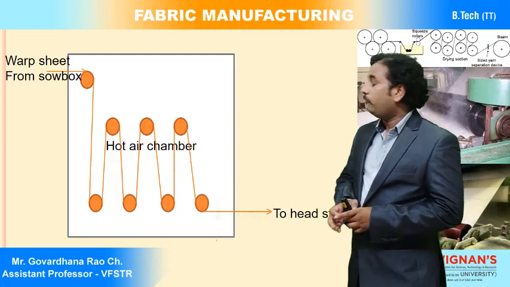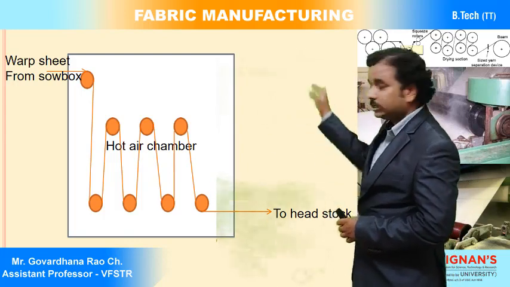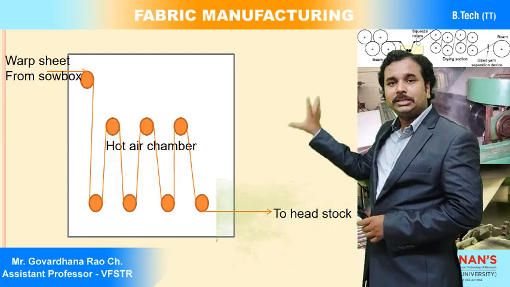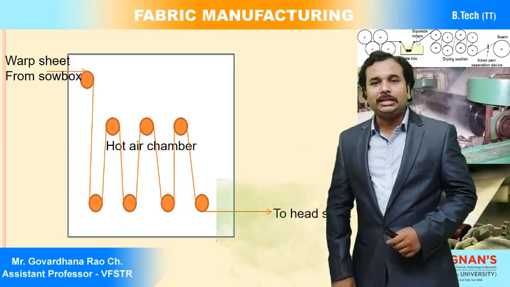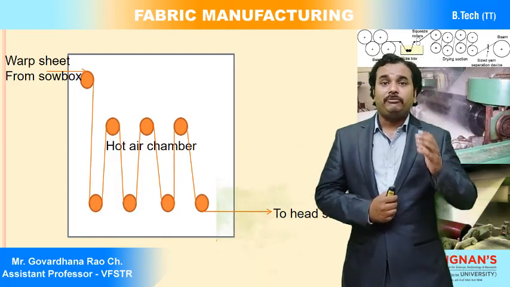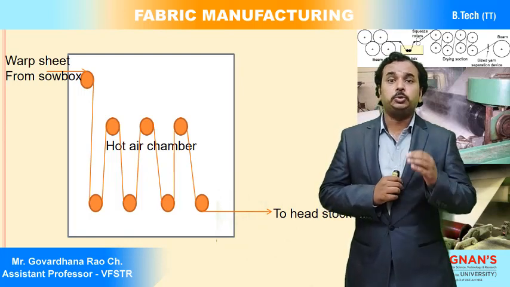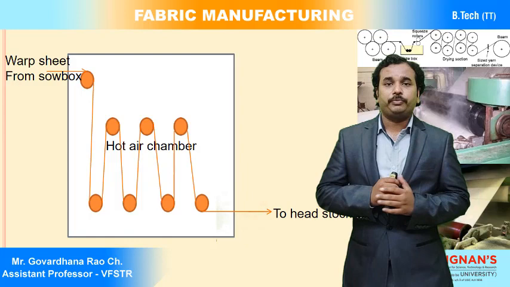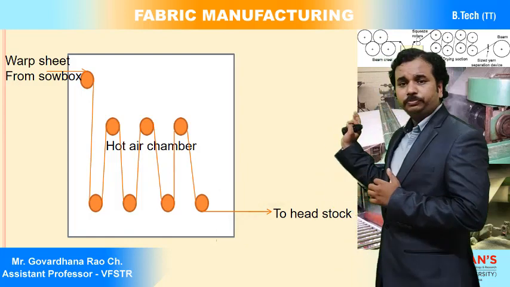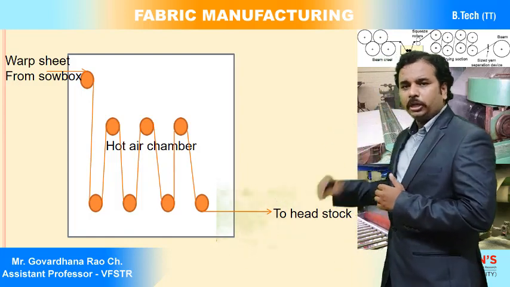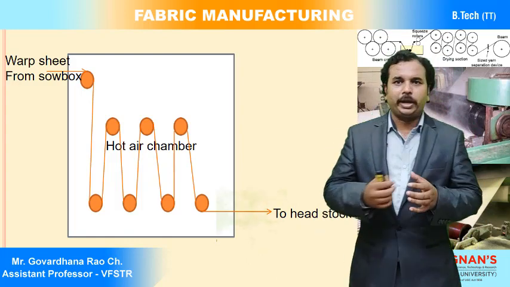That is why we should have several guide rollers inside the chamber of this heater, so that we give sufficient time to the warp sheet to dry. Then it is delivered and sent to the winding.